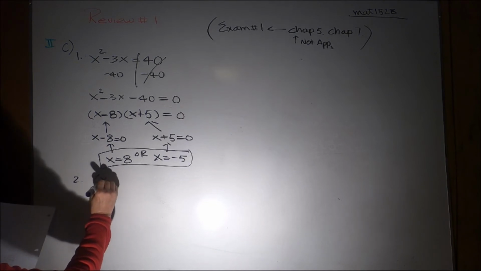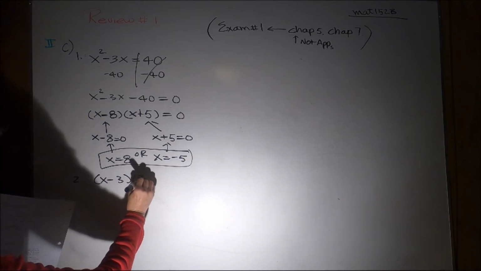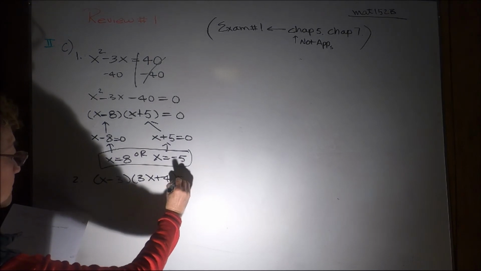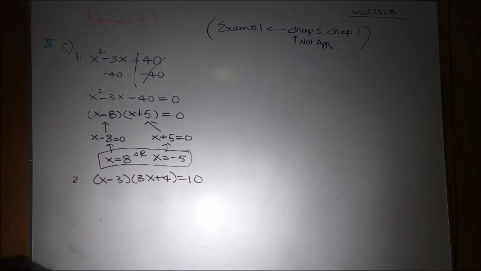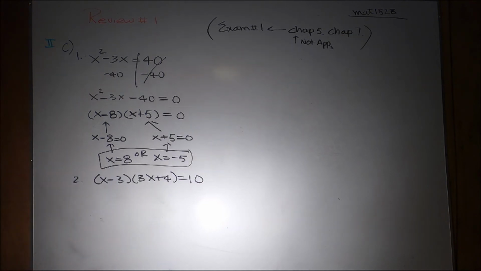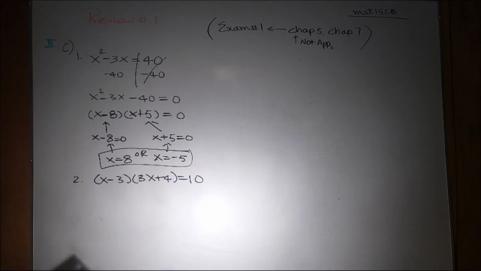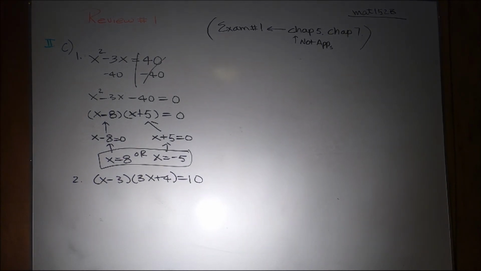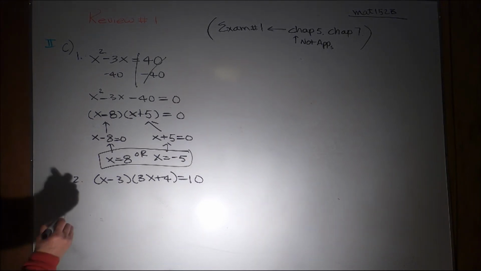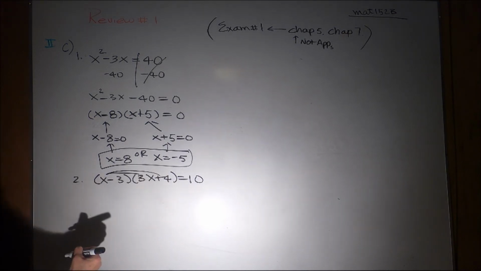Let's look at the second one. For this one, do we just directly make each one 0? Don't do that. Why not? Because it's not equal to 0, like this. Then use the zero product property, right? So one side is not 0, what do you need to do? Write it as a standard form, right? So how should we start?